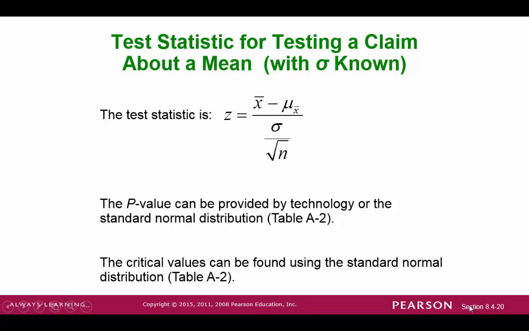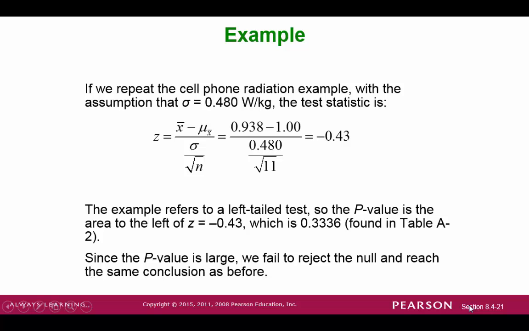So our test statistic in this case will be a z-test statistic. That's x bar minus mu divided by sigma over square root of n. If we assume that sigma is equal to 0.48, then we can run through the test and come up with the same value. And we'll see that our p-value for this is 0.3336. Now again, our p-value is large, so we're still going to fail to reject the null hypothesis, and we will come up with the same conclusion as before.